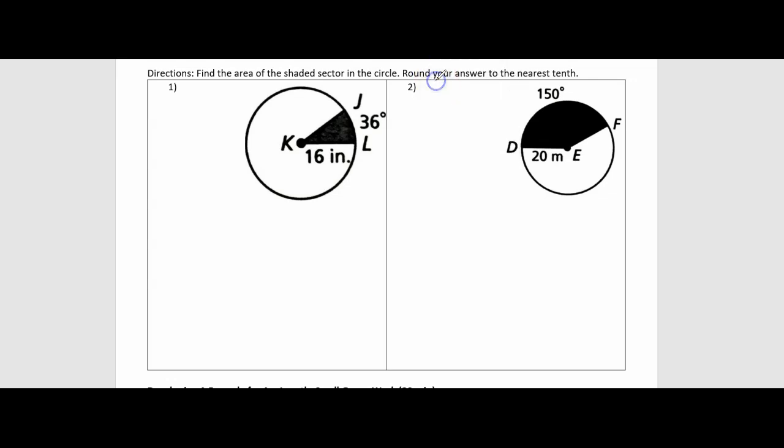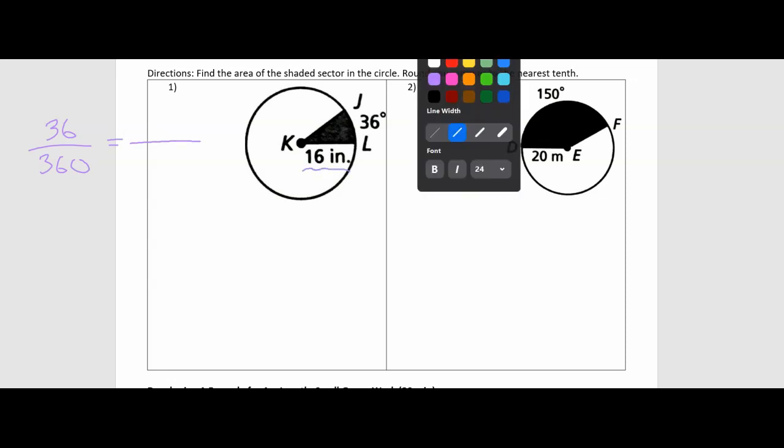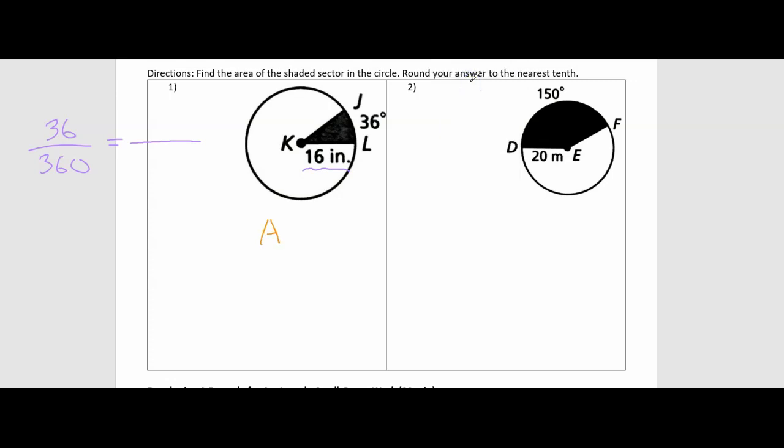Okay, so the ratio of the degrees would be 36 over 360. We don't actually know the area of the entire circle. This time they just give us the radius. Well, hopefully we remember that the area of a circle is pi r squared. So area is equal to pi times the radius squared, so 16 squared. That means area is equal to 256 times pi.